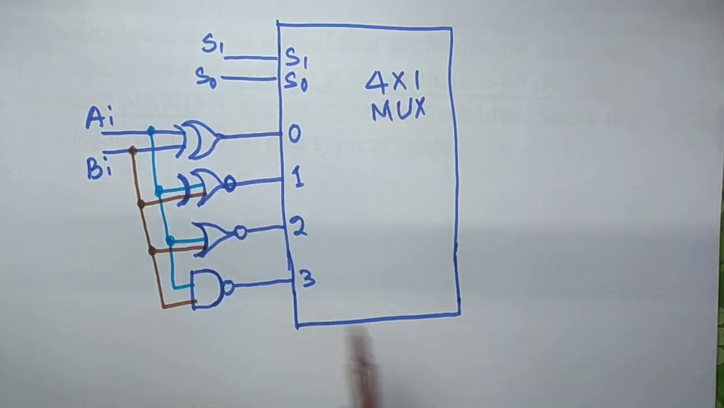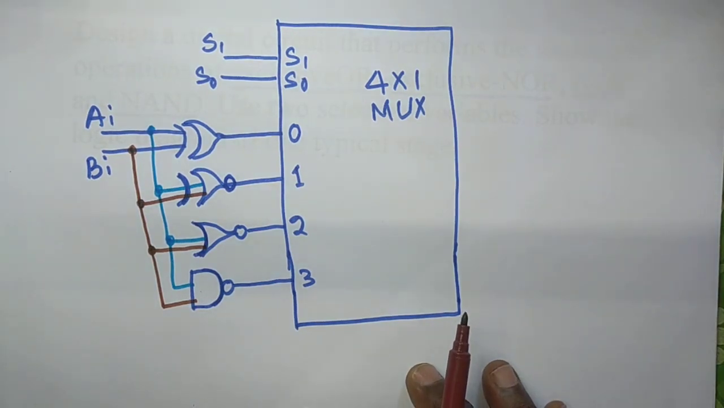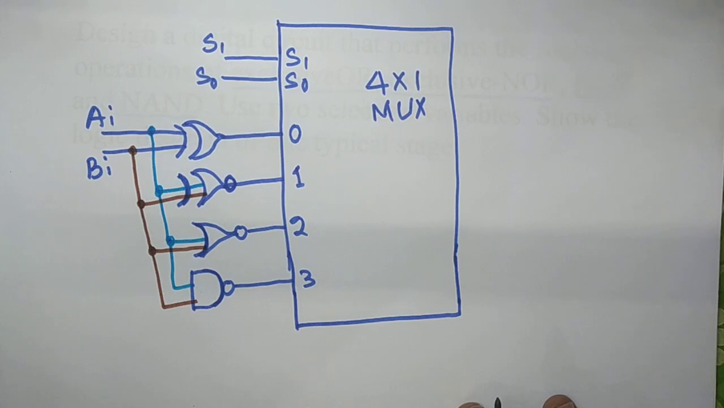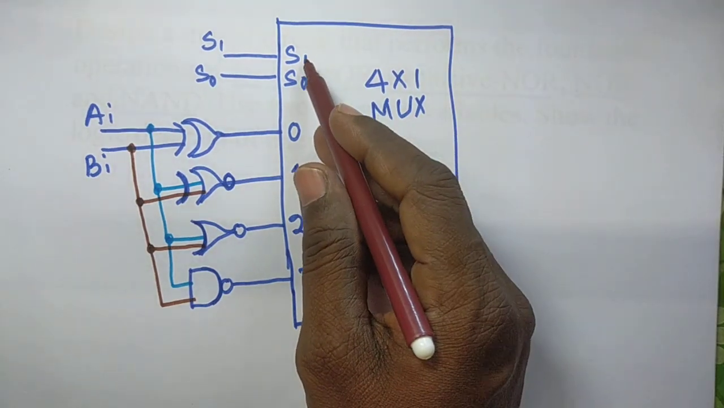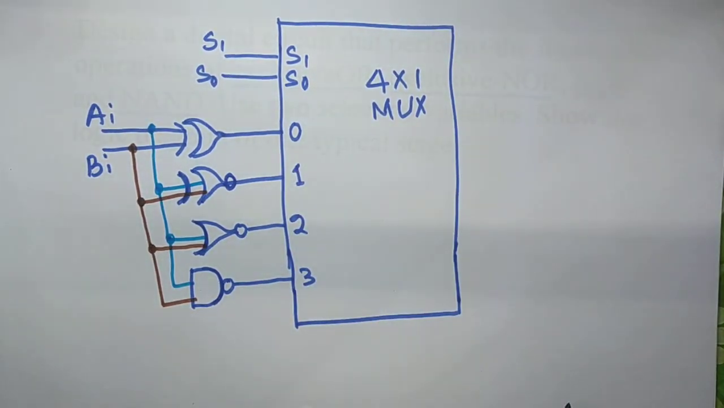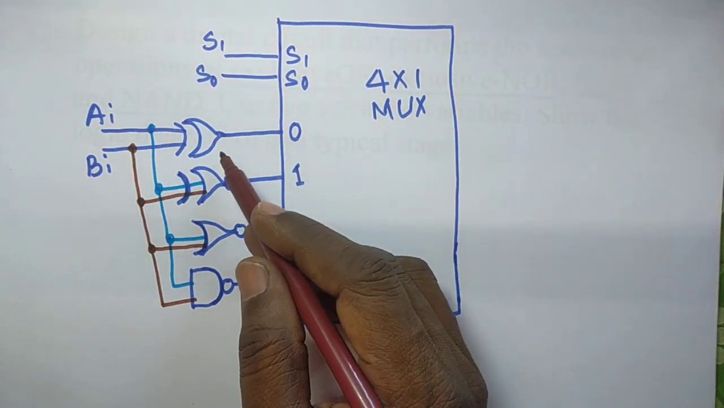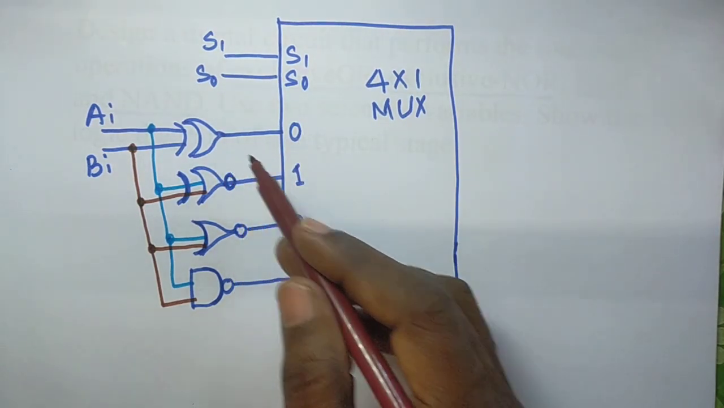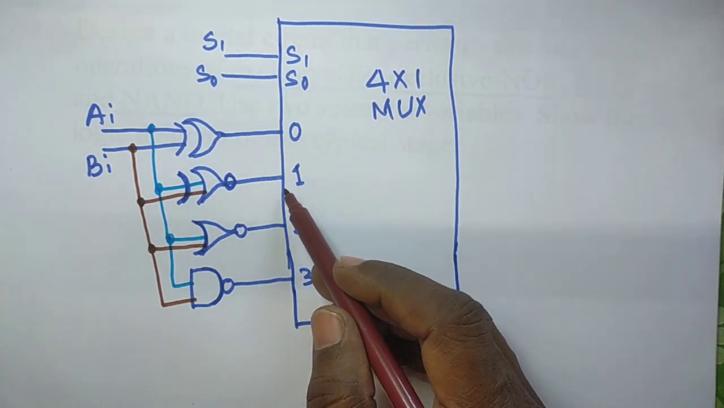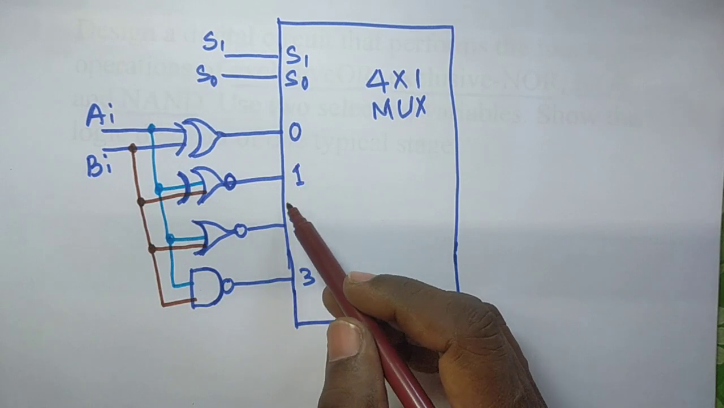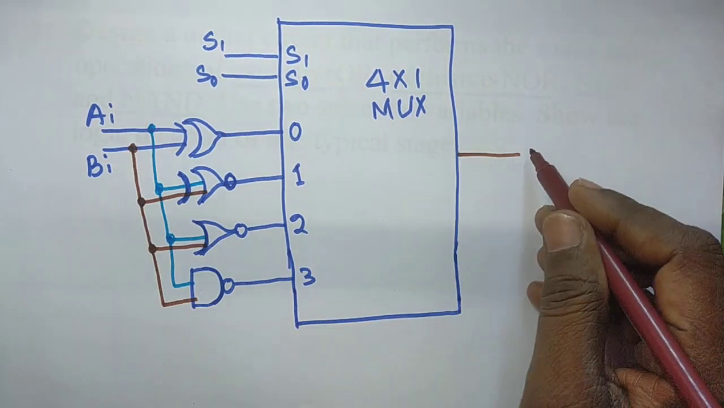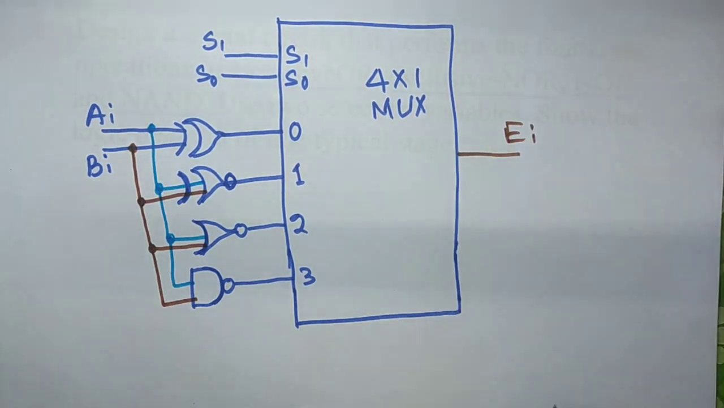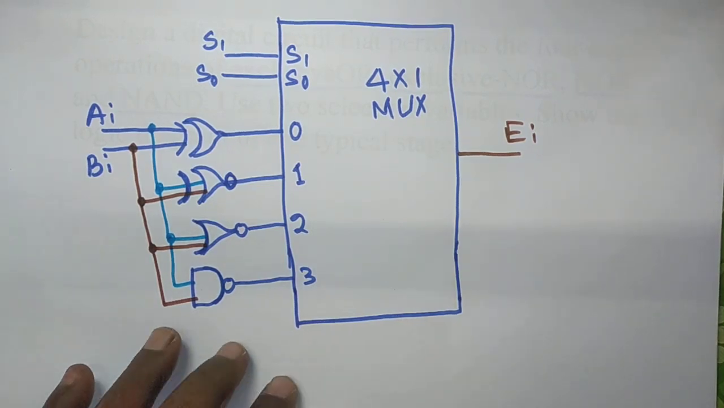So the connections are made in this way. The four logic gates are connected in this way, and they are activated by S0 and S1. Whenever S1 S0 is 00, input 0 is activated, that is the XOR gate. If 01, then XNOR gate. Here the NOR gate and the NAND gate are considered. And the output we can define in this way. Very simple way we can consider.